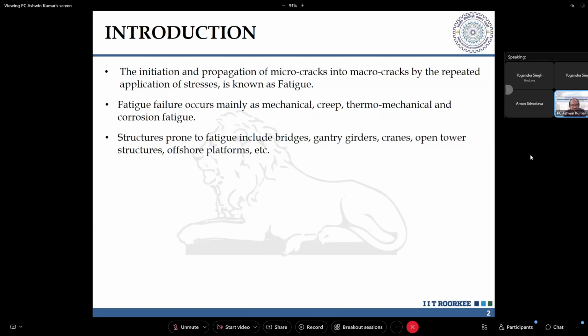In bridges, it is the moving loads, the vehicles moving on top of it. In open tower structures, like a power line structure, the steel structure that stands, wind governs there. In offshore platforms, the wave is what applies the cyclic loading.